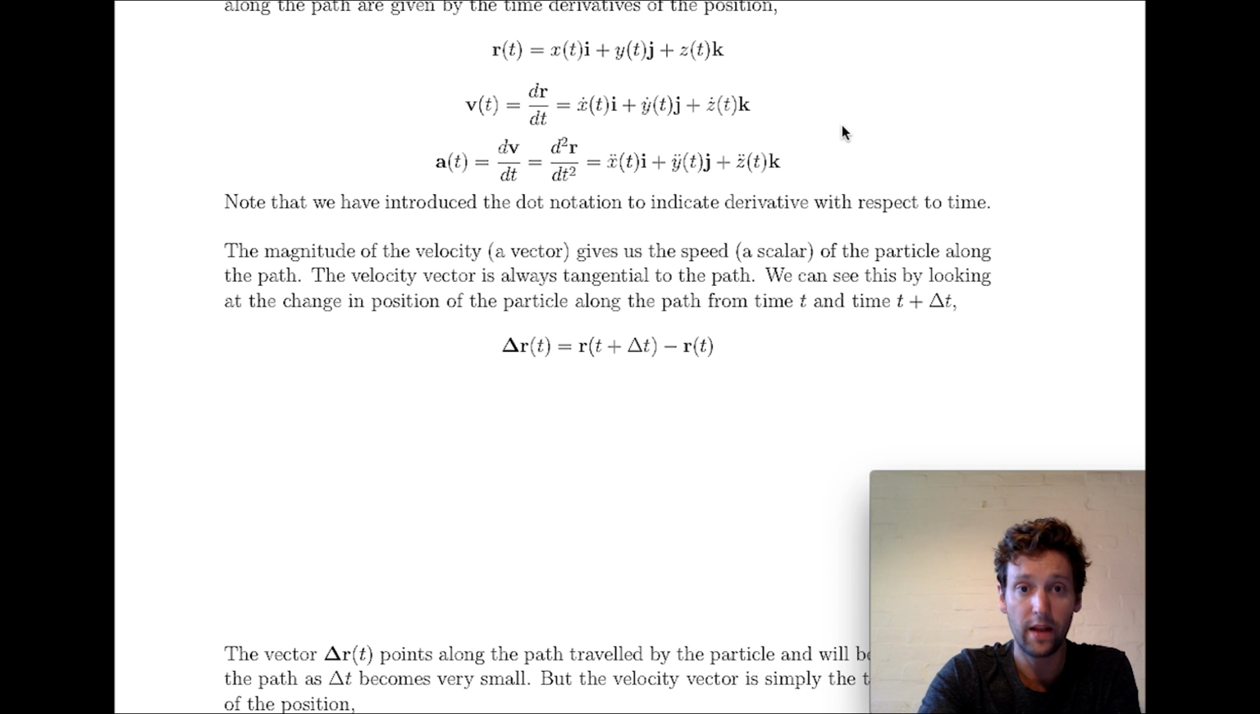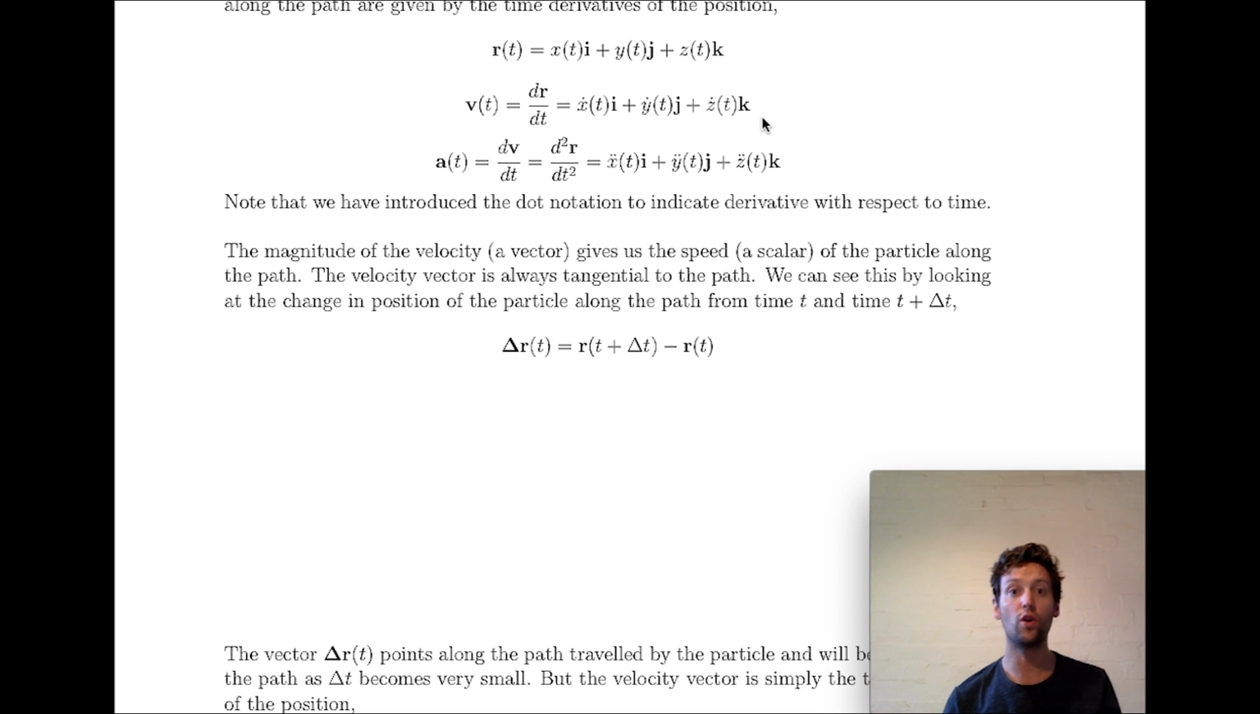Now, of course, we can also calculate the magnitudes of these vectors. In this case, the magnitude of the velocity is the speed. So we get a scalar from the vector velocity. Speed is a scalar, velocity is a vector. Now, one interesting thing about the velocity is that it's always tangential to the path. No matter how complicated my path is through space, my vector velocity will always point along the path, tangential to the path. So we can see what this looks like by taking a look at very small changes in the particle's position with time.